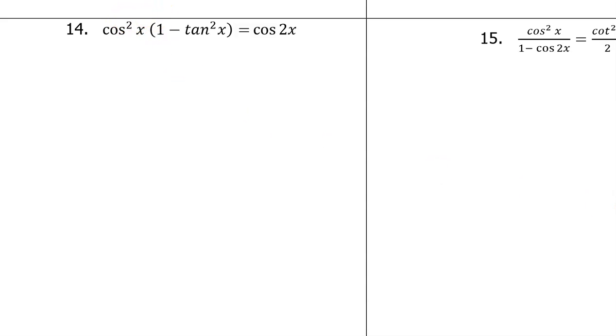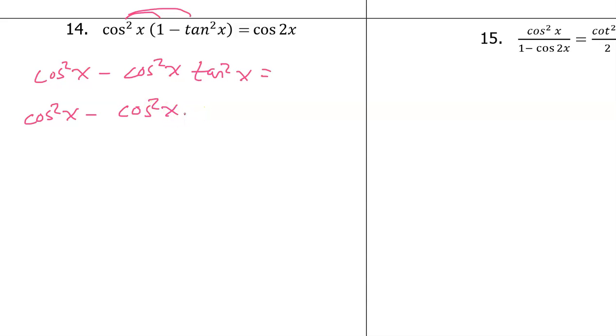Instead, I think I will simply do the distributive property. I'm going to take this cosine squared and go blam, blam, like that. So I'm going to have cosine squared x minus cosine squared tangent squared. Let's rewrite tangent in terms of sine and cosine. I have cosine squared x minus cosine squared x times sine squared over cosine squared. Interesting. I am noticing that I have cosine squared in the numerator and cosine squared in the denominator. Those are going to cancel each other out. So that will leave me with cosine squared x minus sine squared x.